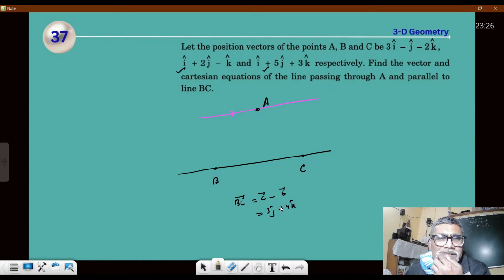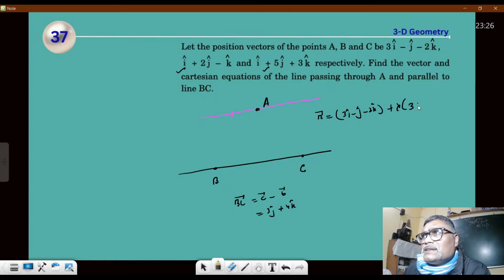The direct equation has come, this will be a 2 mark question or maximum 3 marks. So your equation will be what? This here is the coordinate of the point A, and then this is lambda times BC, that is 3j plus 4k. This is the answer. I think this is not a 3 marks question. It is a 2 mark question only. Easy question.